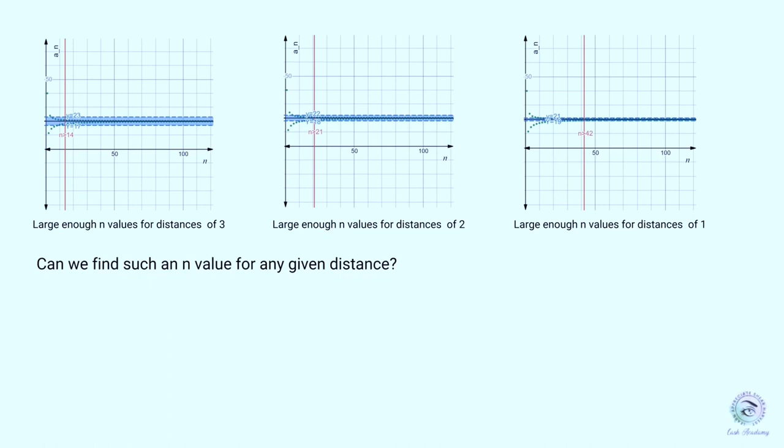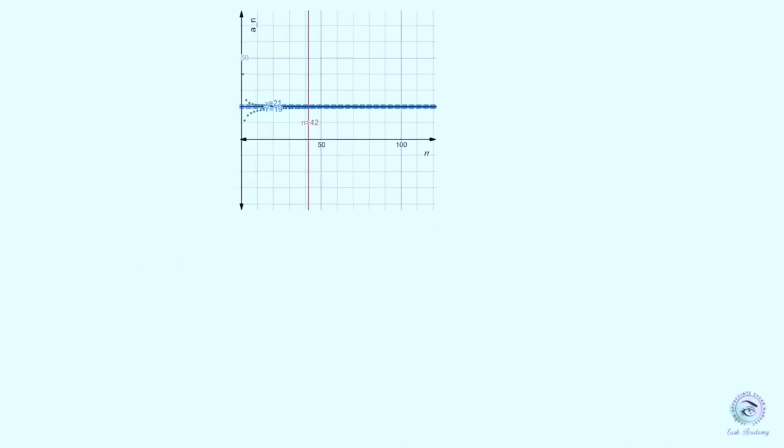First, let's establish an important rule about sufficiently large n values. It will help when answering this question. The sufficiently large n value for a distance of 1 was n equals 42. All terms after a_42 lie within 1 unit from 20. Observe that all terms after a_42 also lie within 2 units from 20. Therefore, we could also use n equals 42 as a sufficiently large n value for a distance of 2. We can generalize this result and claim the following.